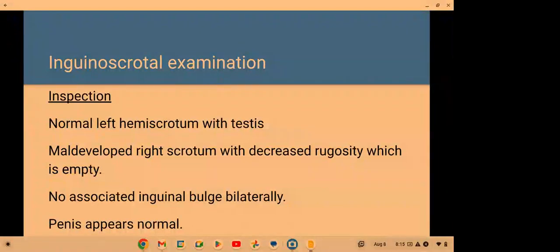Inguinoscrotal examination. On inspection, a normal left hemiscrotum with testis was seen, and maldeveloped right scrotum was seen which was visibly empty. There is no associated inguinal bulge bilaterally in any other region, and the penis appears normal.